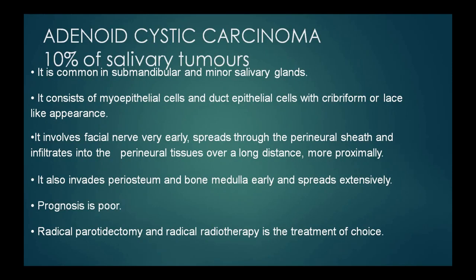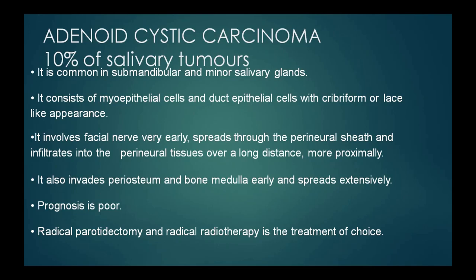Now come to adenoid cystic carcinoma. It constitutes around 10% of the malignant salivary tumors. It is common in the submandibular and minor salivary glands. It consists of myoepithelial cells and duct epithelial cells with a cribriform or lace-like appearance.